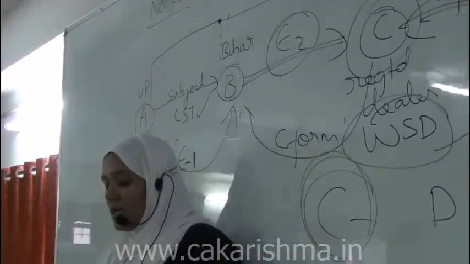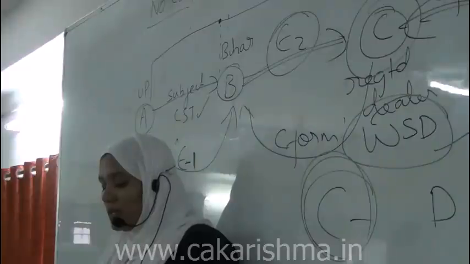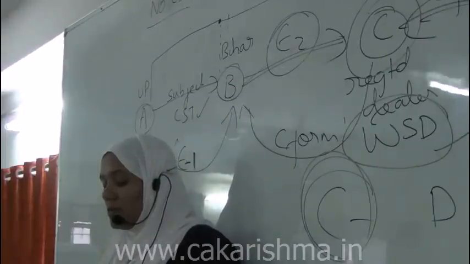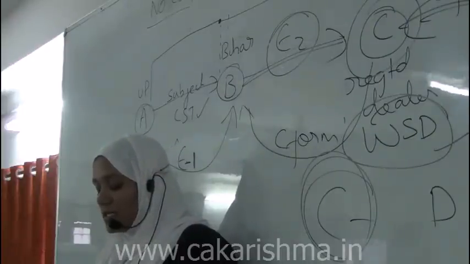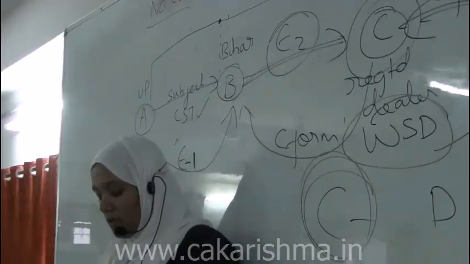Next point. For similar subsequent sale, the dealer should obtain E2 form from the previous seller and C form from the buyer.